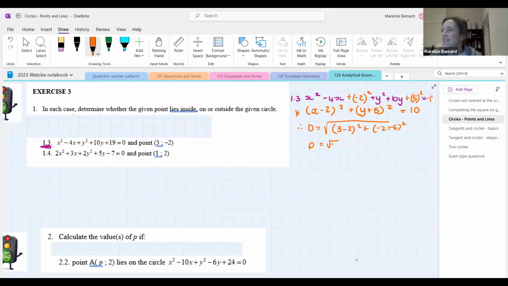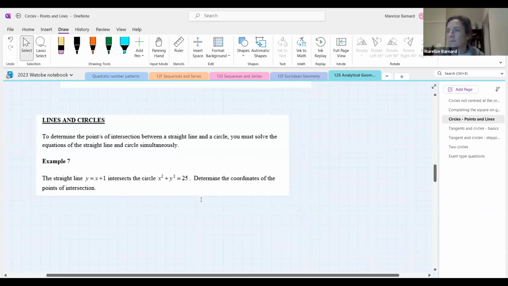So we get our distance is 10 or √10. And our radius, remember this is the radius squared in the circle, so the radius is also √10. So therefore it's on the circle. Well done, my people. Well done, guys. We nailed it. Well done. Good stuff.